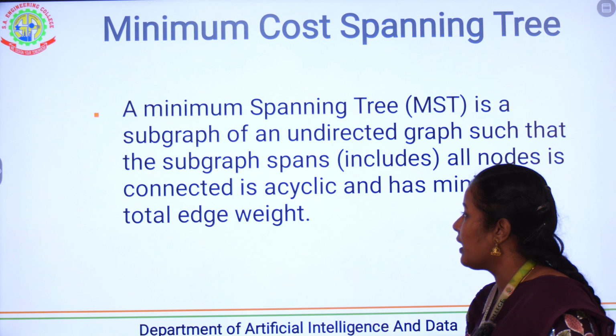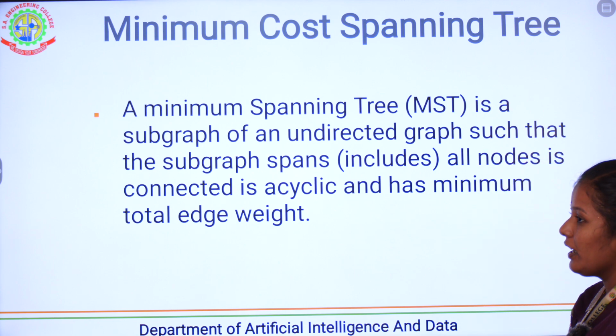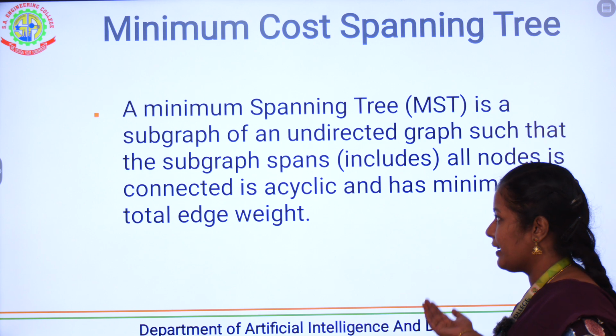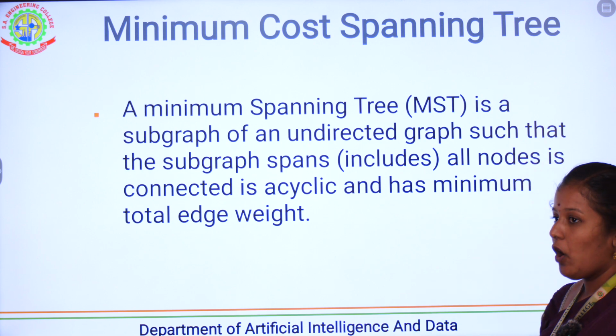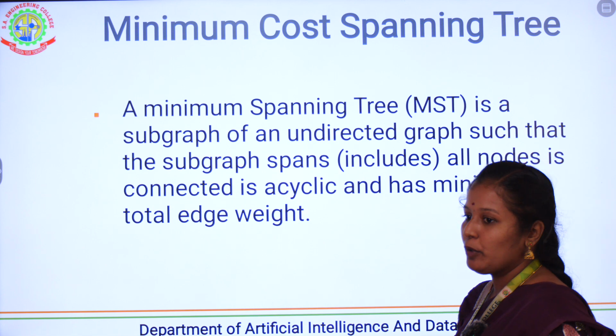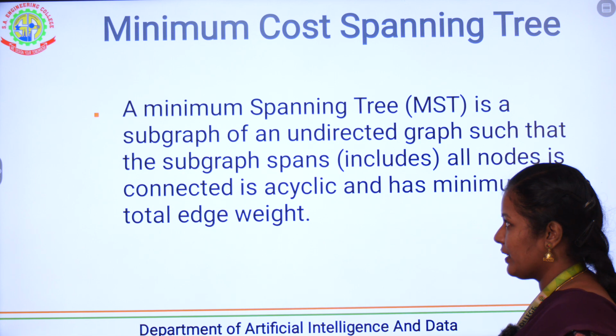Next, we move on to the minimum cost spanning tree. The minimum spanning tree is a subgraph of the undirected graph, used to connect all the nodes. It is acyclic and has the minimum total weight of the edges it is connected with.